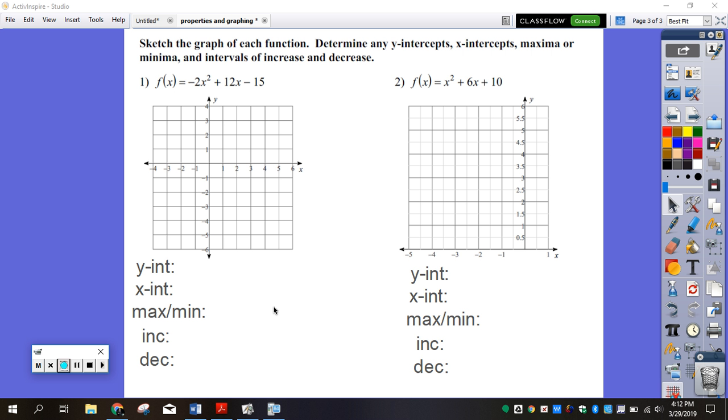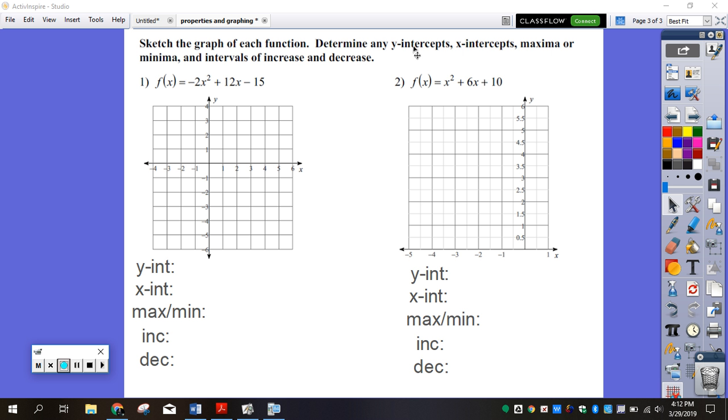Hello, this is Mrs. Taylor, and I'm going to review what we learned about graphing quadratics. So, way back before we took the benchmark, we learned about how to sketch the graph of a quadratic and then use our calculator to find these properties: y-intercepts, x-intercepts, maxima or minima, and intervals of increase and decrease. So, I'm going to review that with this video.